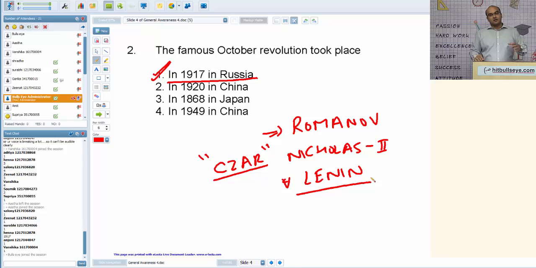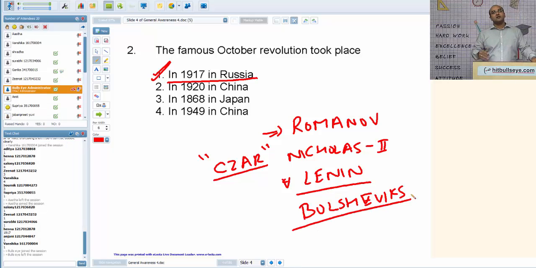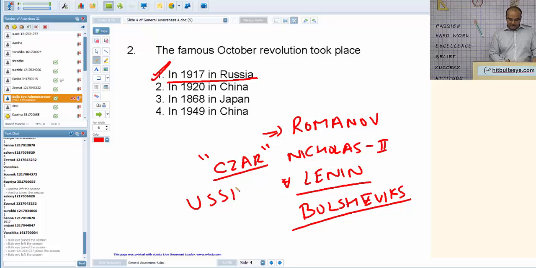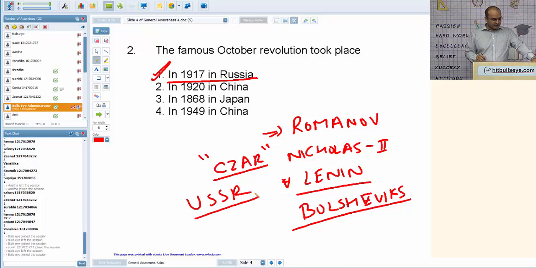He was the leader of the organization which conducted the October Revolution to overthrow the Romanov dynasty or the Tsar, right? His party was known as the Bolsheviks. The Bolsheviks overthrew the Tsar and founded, in place of Russia, the USSR. So the USSR was founded in place of Russia.